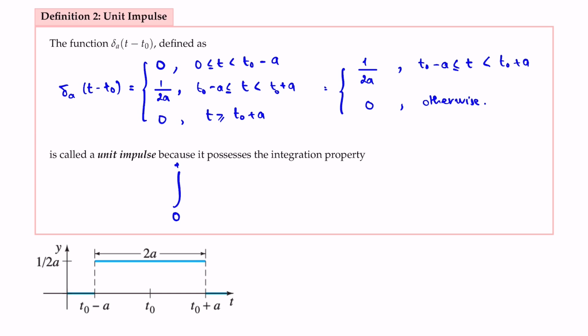From 0 to positive infinity of delta sub a of t minus t0 dt is equal to 1. Right, when you take the integral of this function and the calculations add up to 1, you can think of this particular integral or this particular evaluation as a property, as a probability.